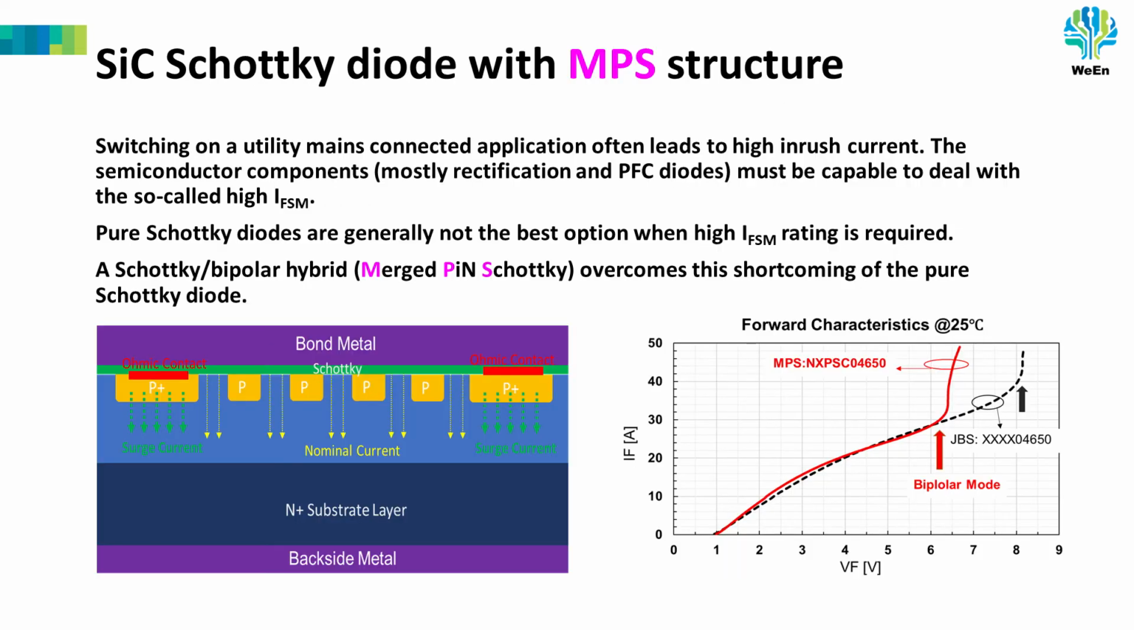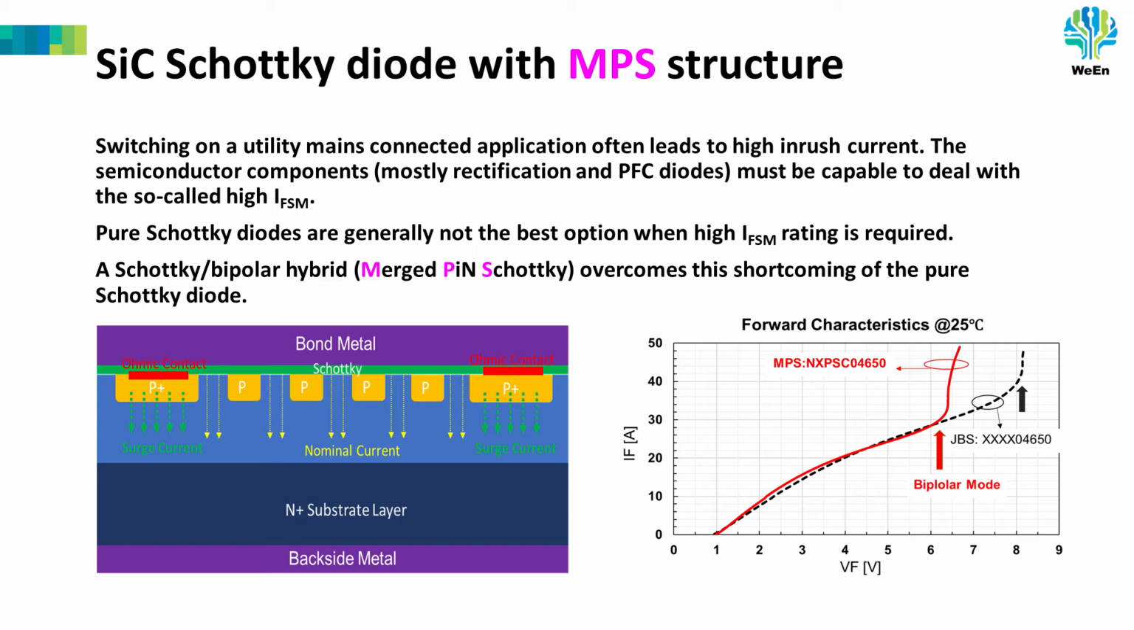Let's have a look at our silicon carbide Schottky diodes with MPS structure. When you switch on a utility mains connected application, this often leads to a high inrush current. The semiconductor components, mostly the rectification and PFC diodes, must be capable of dealing with the so-called high IFSM. Pure Schottky diodes are generally not the best option when a high IFSM rating is required.